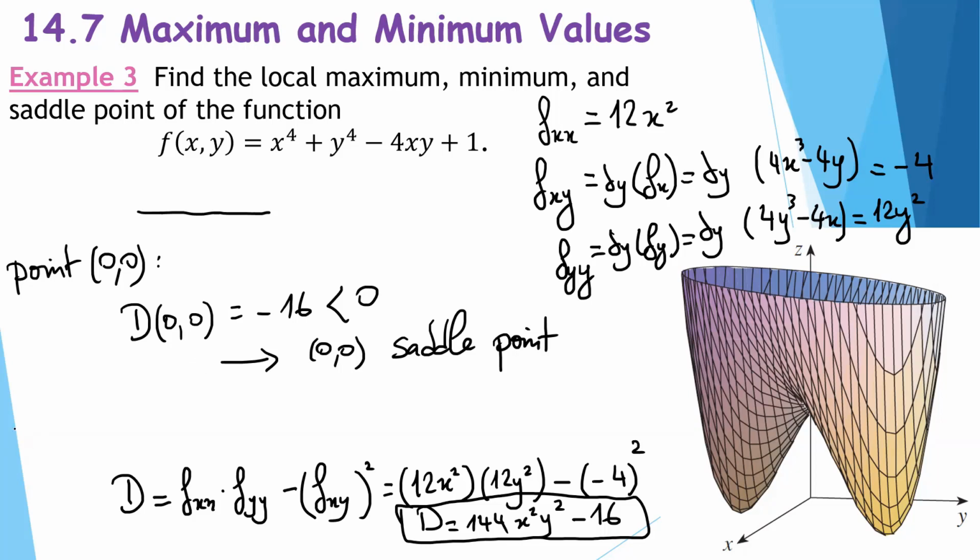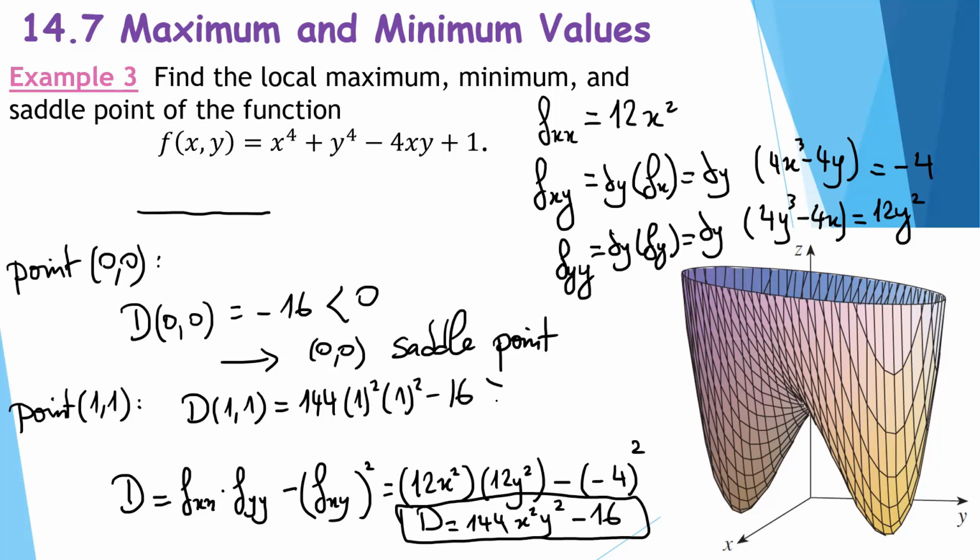What about the second critical point, which is 1, 1? What is D at 1, 1? It's 144 times 1 squared times 1 squared minus 16. So it's clear that it's above zero, so it's a maximum. No, minimum. No. We found out that it can be either. Now we use fxx. It's an extreme point. We don't know maximum or minimum.